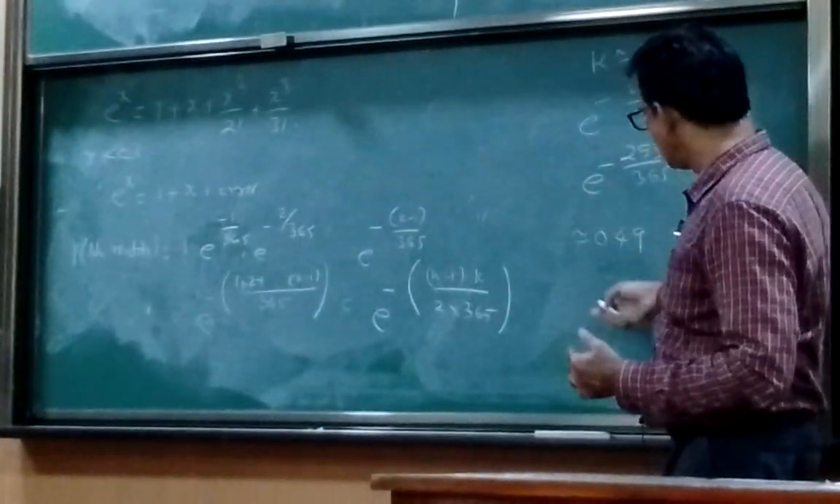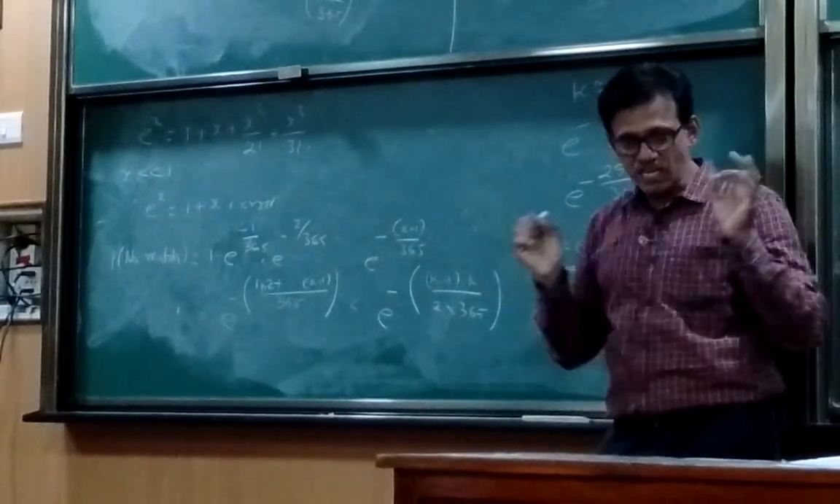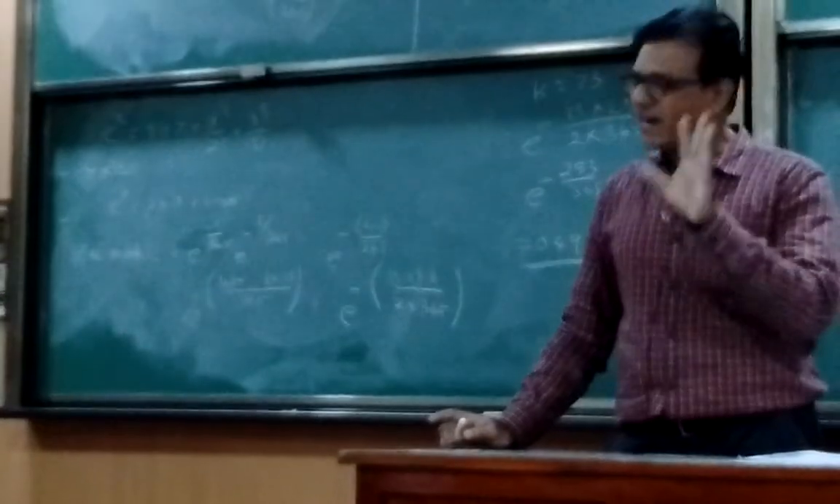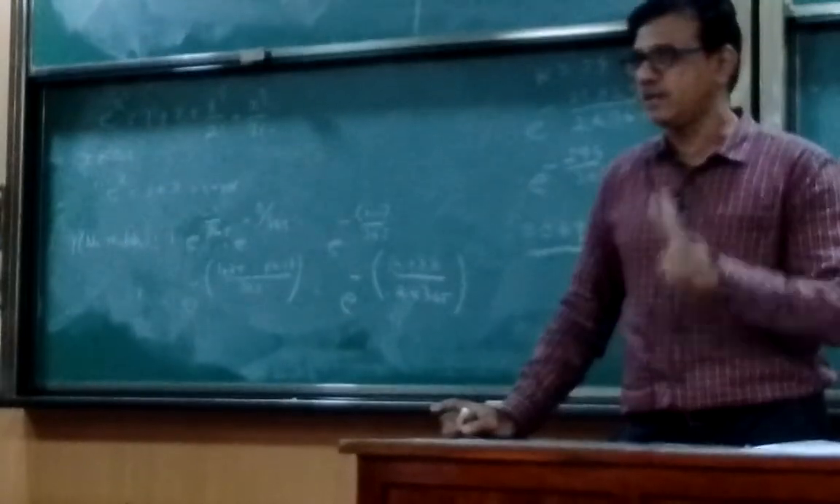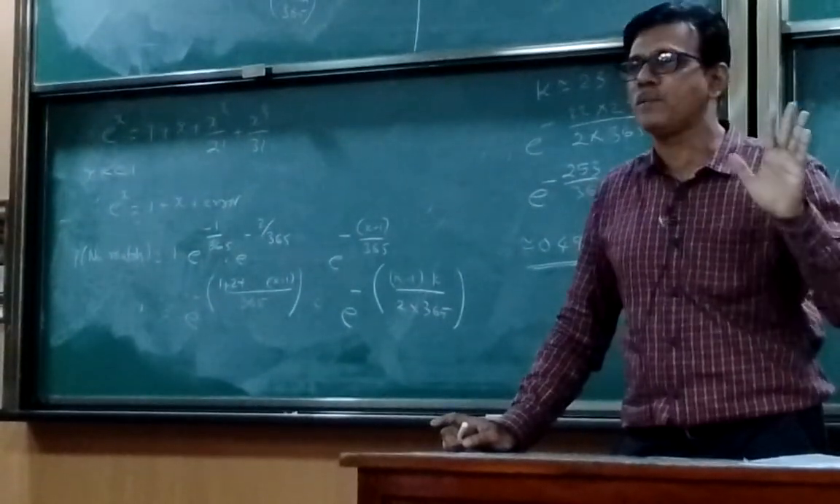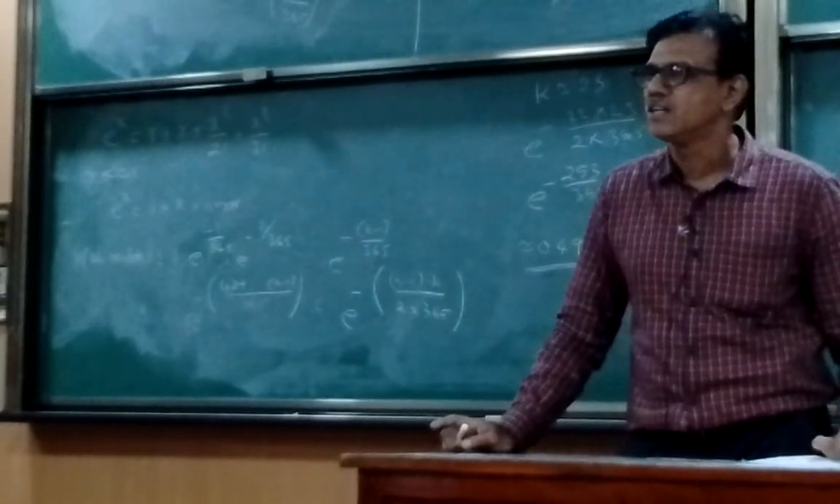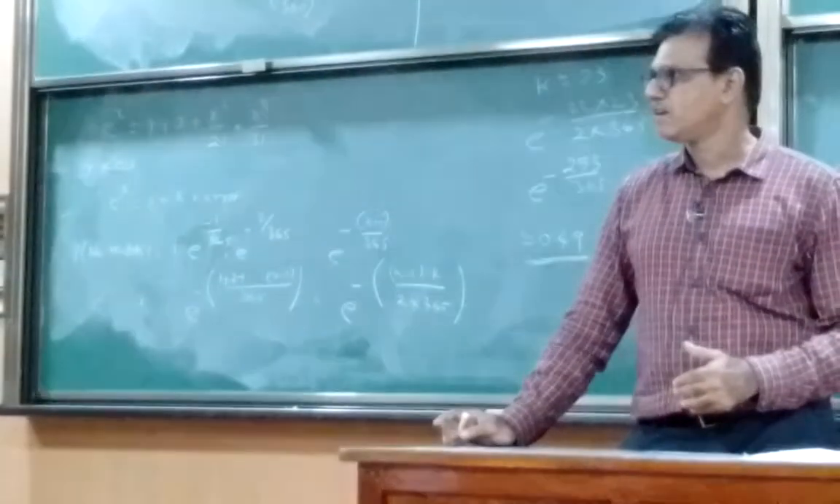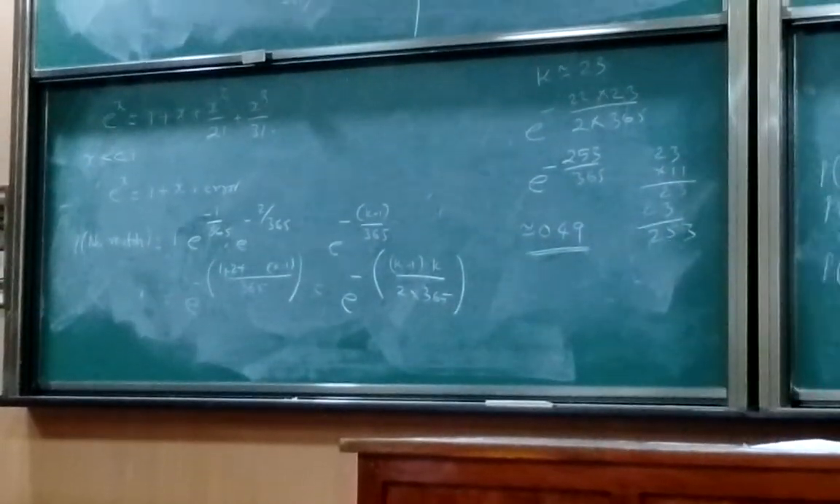So this is what happens, which means that even if there are 23 people in a house, the probability that at least two of them will have the same birthday is a 50% chance. This is not an intuitive or common sense way of looking at it. So that is how the probability comes.